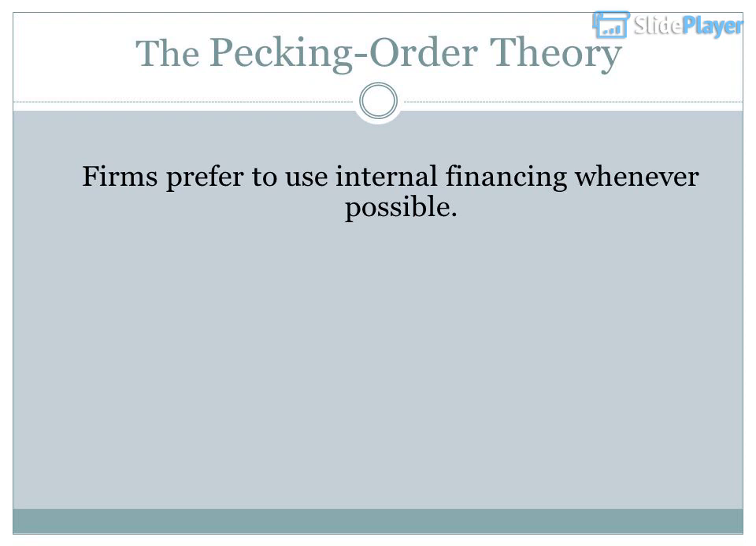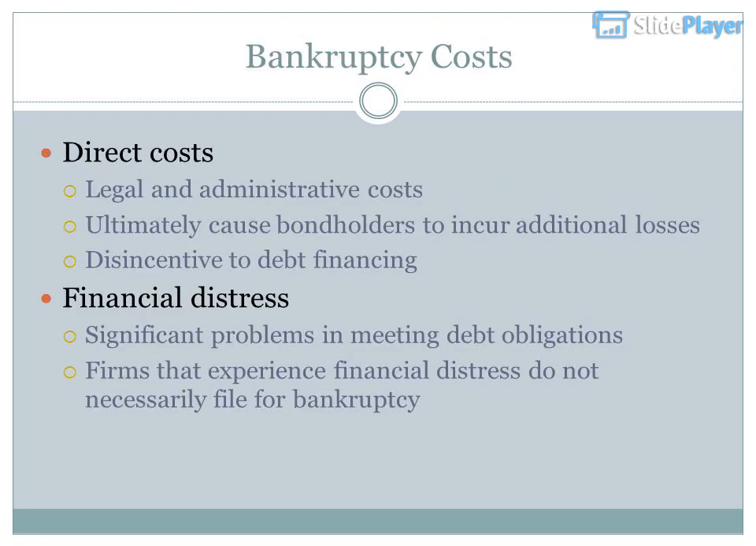The pecking order theory: firms prefer to use internal financing whenever possible. Bankruptcy costs, direct costs: legal and administrative costs ultimately cause bondholders to incur additional losses. This is a disincentive to debt financing. Financial distress means significant problems in meeting debt obligations. Firms that experience financial distress do not necessarily file for bankruptcy.